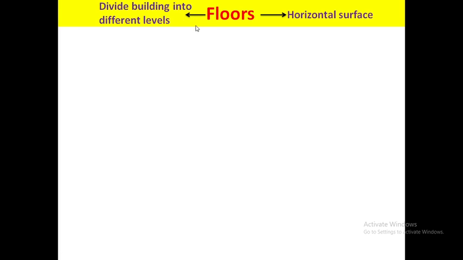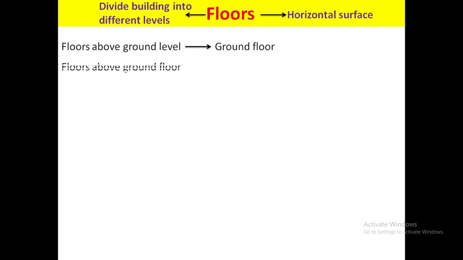Then floors. Floors are horizontal surfaces which divide a building into different levels and over which the occupants of the building move about. Floors are provided in a building at different levels to provide more accommodation one above the other in a limited space. The floor just above the ground level is known as the ground floor, and the floor above the ground floor is known as the upper floor. This is further known as first floor, second floor, etc. with reference to the ground floor.